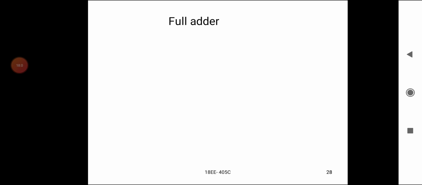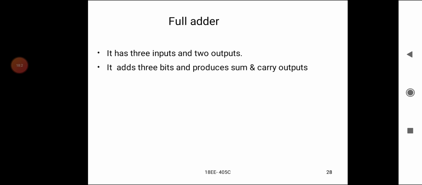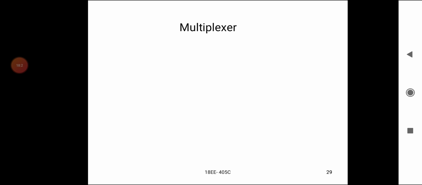So half adder, it can add the 2-bit numbers. It will generate the sum and carry. Full adder, it has 3 inputs and 2 outputs. Inputs are 3 bits and produce sum and carry outputs. So full adder adds the 3 bits, whereas half adder adds the 2 bits.